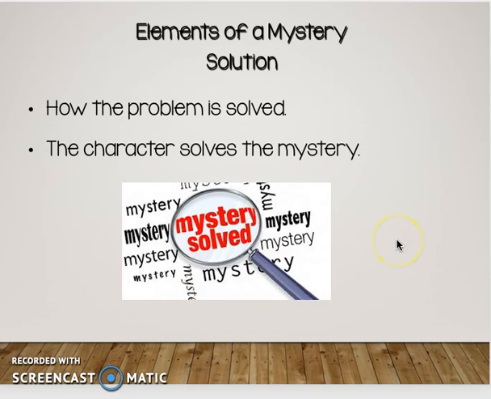And then finally, we have the solution, how the problem is solved. And the character hopefully solves the mystery by using the clues and figuring out what went wrong. And boys and girls, there you have it. Those are all of the different elements of a mystery story, and you want to make sure that you have all of those in your story for this task. It's going to be so much fun.